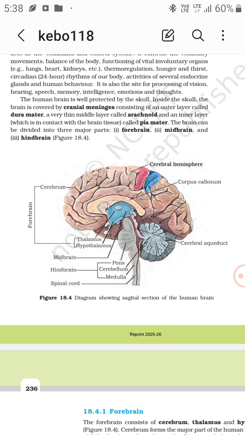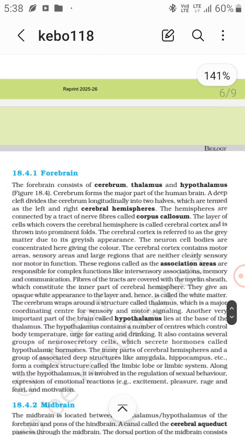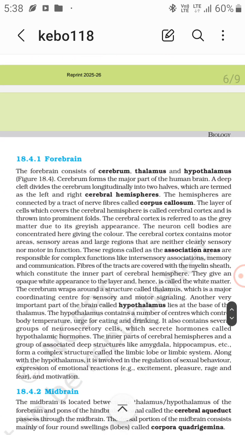On the other side it's the midbrain. Below that it's the pons, cerebellum, and medulla. That's the hindbrain. And on that side it is the cerebral aqueduct. The cerebral aqueduct passes from the midbrain through to the spinal cord. So it is the spinal cord. You can see, this is the sagittal section of the human brain. Now forebrain consists of cerebrum, thalamus, and hypothalamus. I already told you.